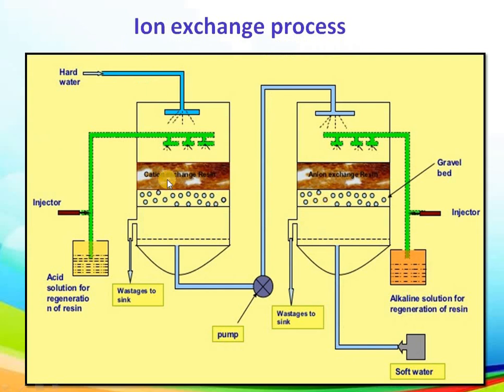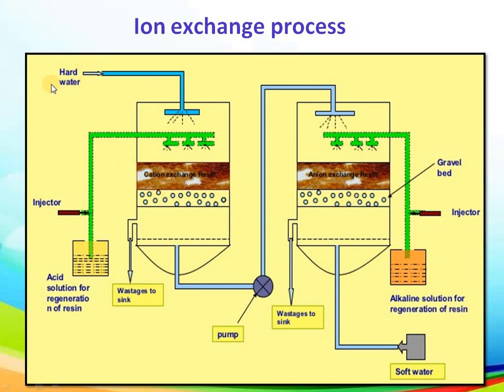More clearly, we can understand the whole process in this diagram. This is the diagram for the ion exchanger process, where two cylindrical columns are present. The first column is the cation exchanger column and the other is the anion exchanger column. The first contains the cation exchanger bed, meaning cation exchanger resins, and the other contains the anion exchanger resins, and it is also lined with gravel. Gravels are like stones.